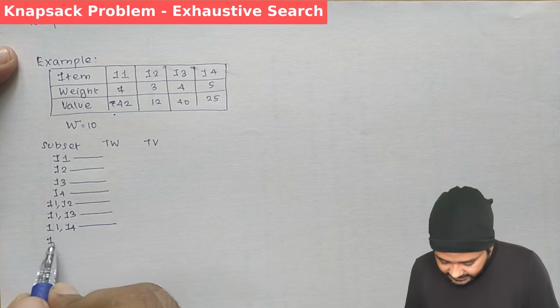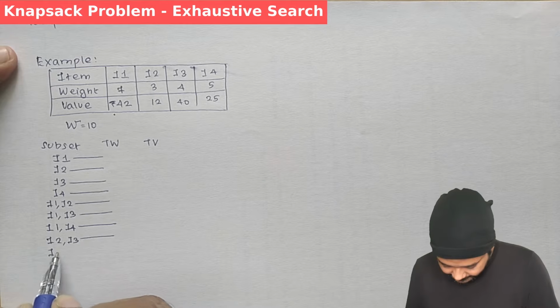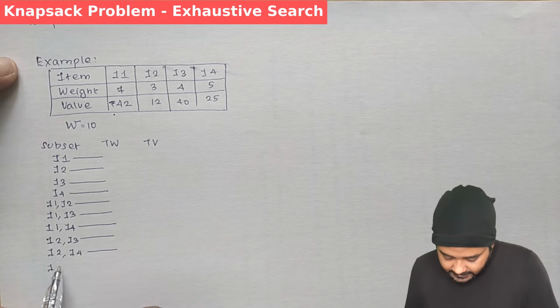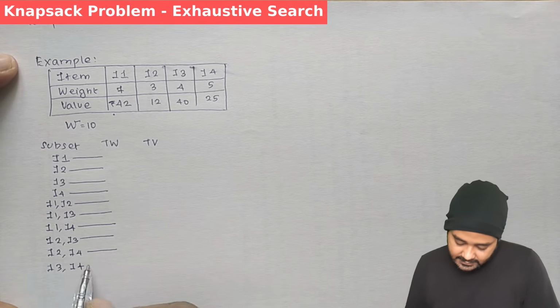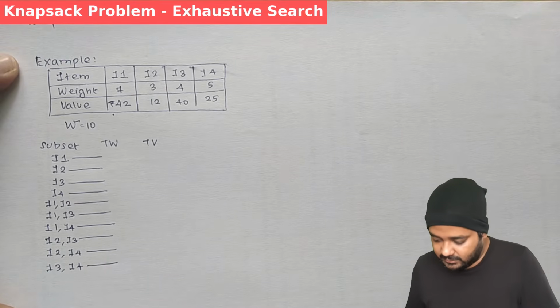Okay, so similarly I2 and I3, I2 and I4, and then I3 and I4, right? So these are the 2-set combinations, and then we shall move on to the 3-set combinations.